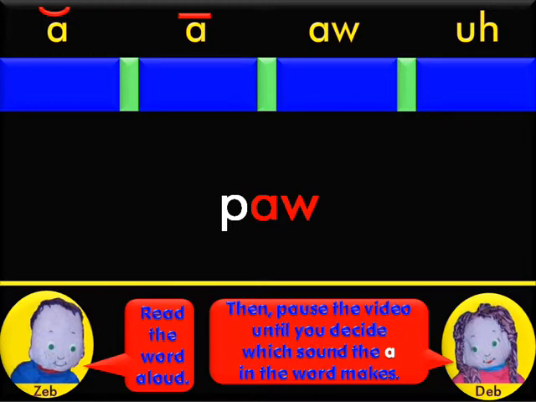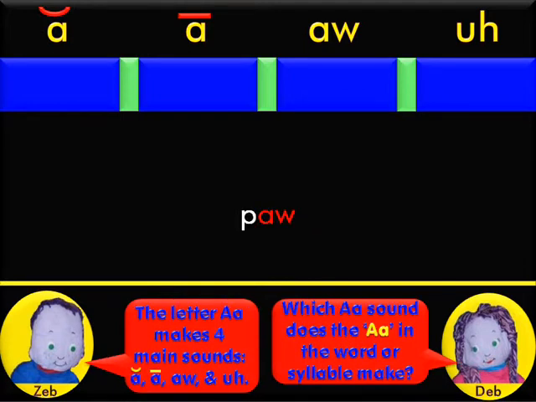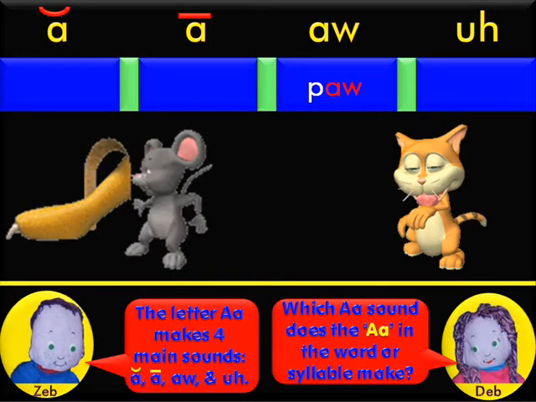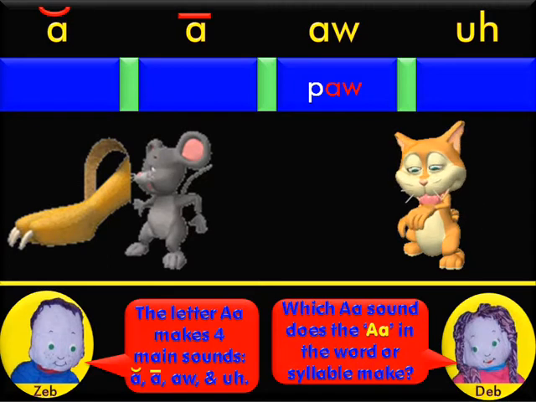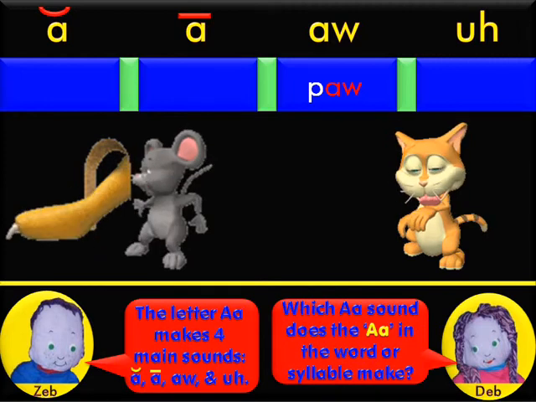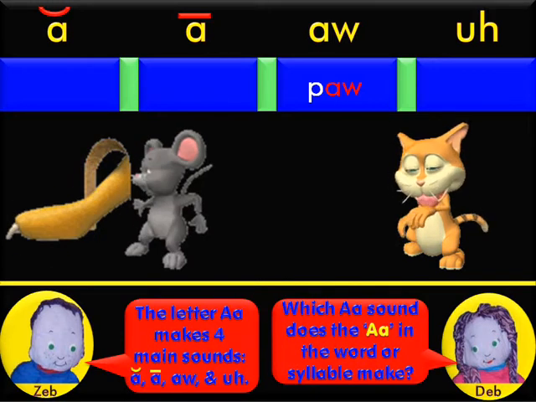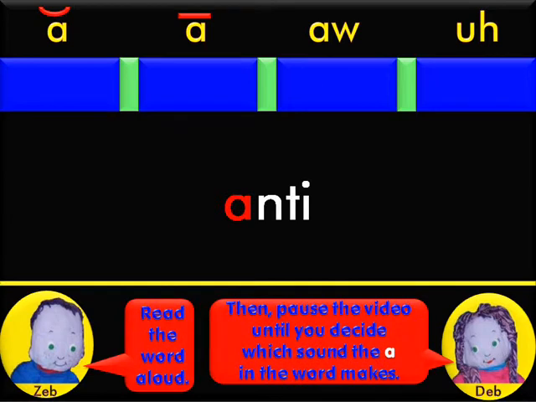Repeat after me. Paw. Pause the video until you figure out which slot that word goes into. Read it with me. Paw. Which slot does it go into? Did you figure out the third spot? Well, good job. And of course, here we have a mouse trying to escape from a gigantic cat's paw, and a cat cleaning his paw.